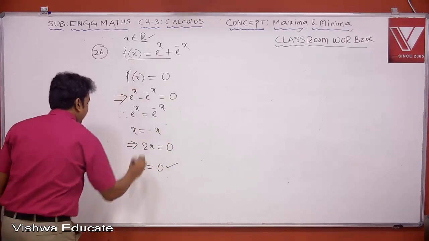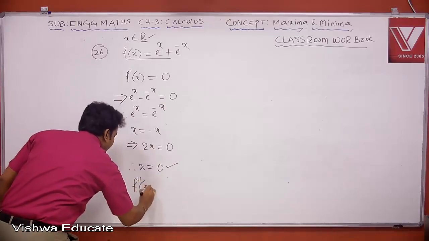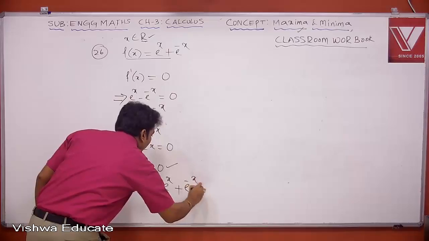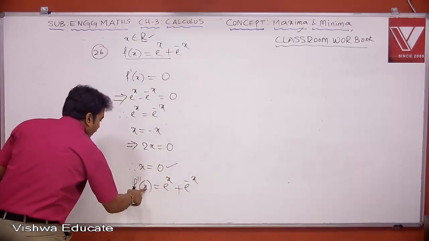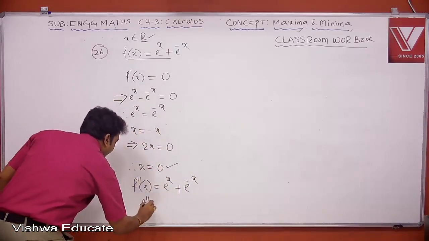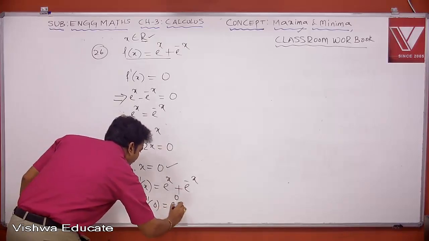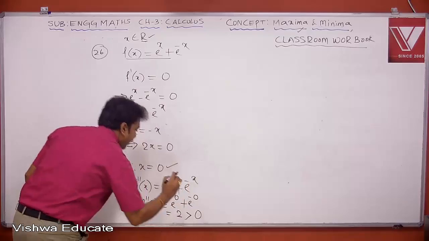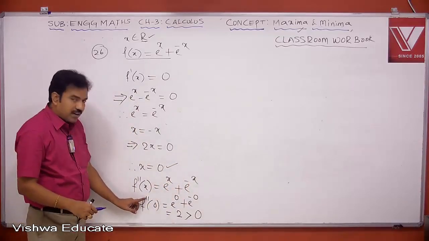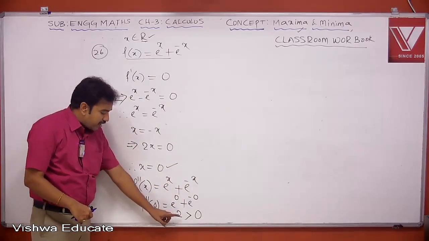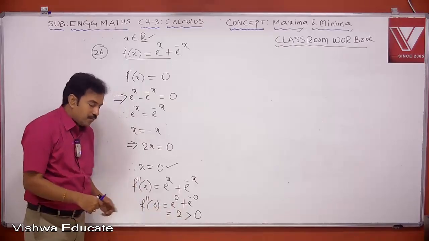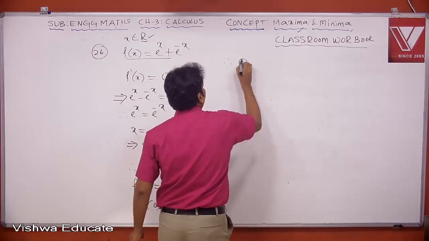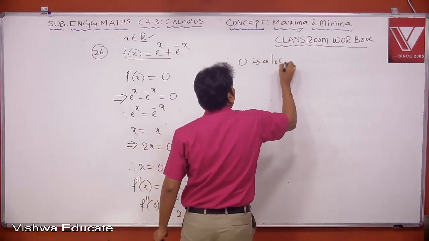Now let us calculate the second derivative, that is f''(x). This is given by e^x plus e^(-x). Now replace x by the stationary point. f''(0) equal to e^0 plus e^(-0). This is 2 and this is greater than 0. So here the second derivative test at a stationary point is giving a positive value. Therefore this point is a local minimum. Therefore 0 is a local minimum.